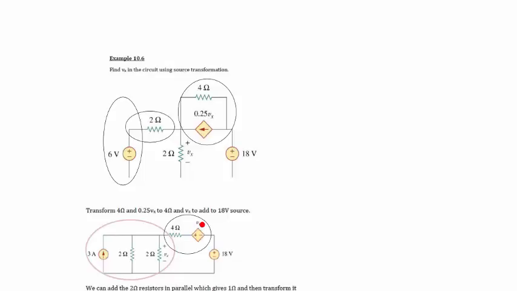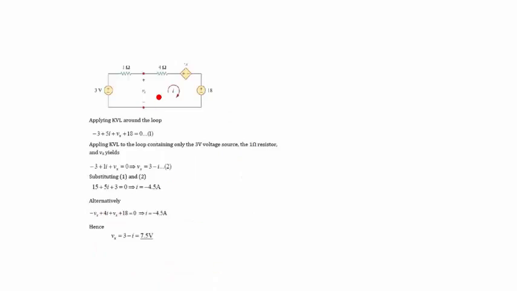Okay, so once you have those two, you add these two resistors in parallel, and it will give you 1 ohm. And now what you can do is, you know that whatever value of Vx you will find here, at this point, will be the same value you will get across this branch.